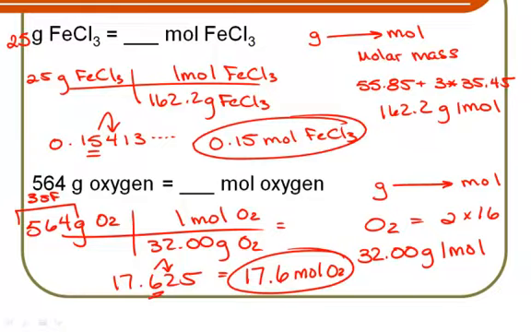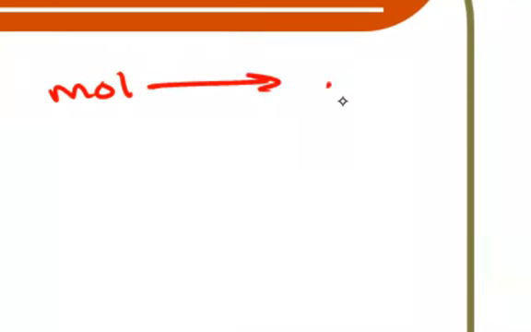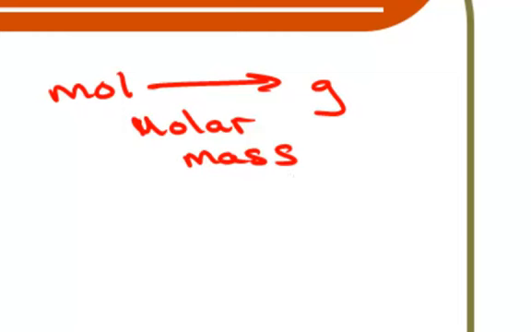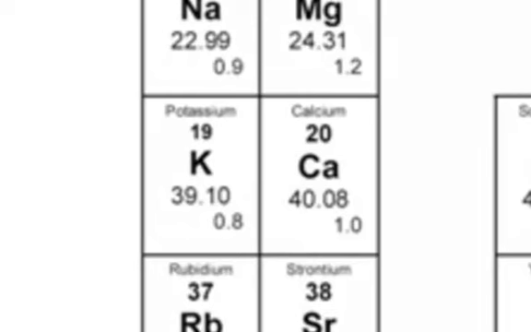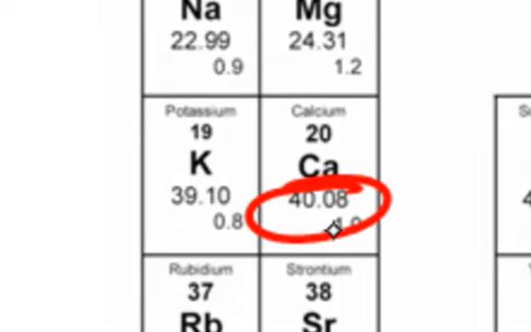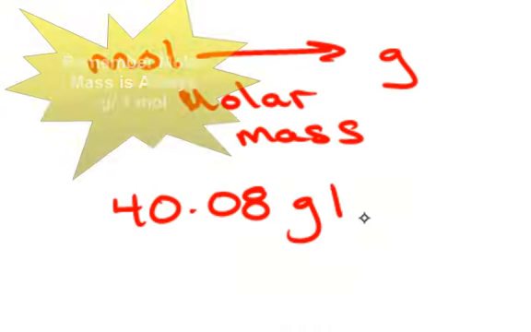Let's look at a couple conversions going from moles to mass. I'm starting on mole island, and I'm trying to get to mass island. So I'm still going to use my molar mass bridge. So the molar mass of calcium, if you don't recall, let's look it up. Calcium has a molar mass of 40.08.